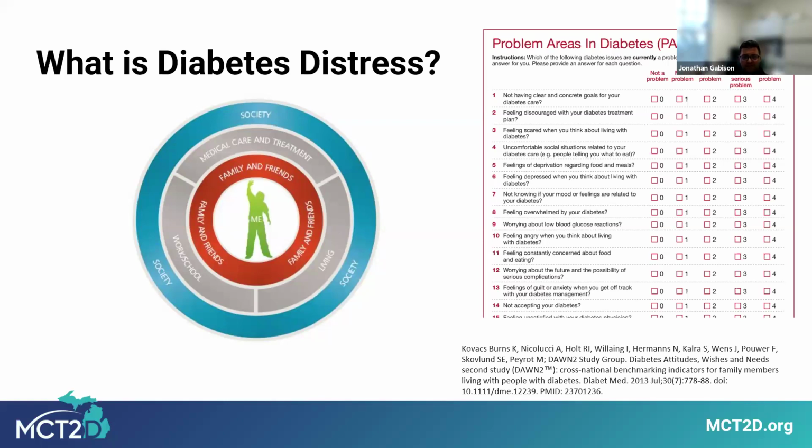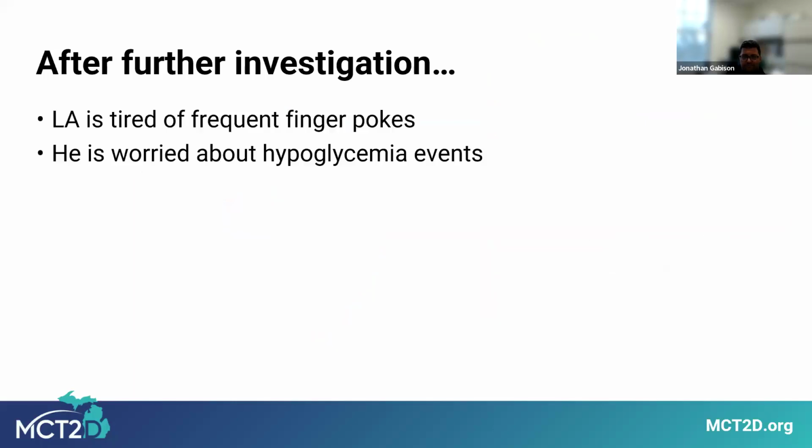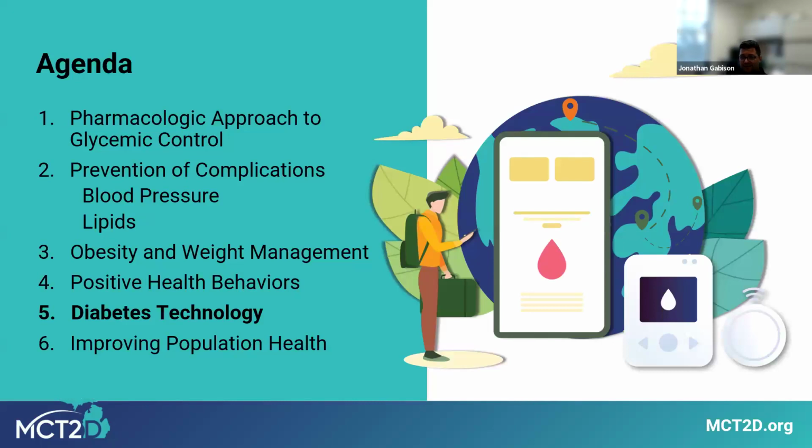High levels of diabetes distress impact medication-taking behavior and are linked to higher A1Cs, lower self-efficacy, and less optimal eating and exercise behaviors. It's also associated with symptoms of anxiety and depression and reduced health-related quality of life. The standards also cite this PAID scale on the right, a screening tool we can use to assess for diabetes distress. After further investigation, LA is tired of frequent finger pokes and worried about hypoglycemia events, which leads to our next subject, diabetes technology.